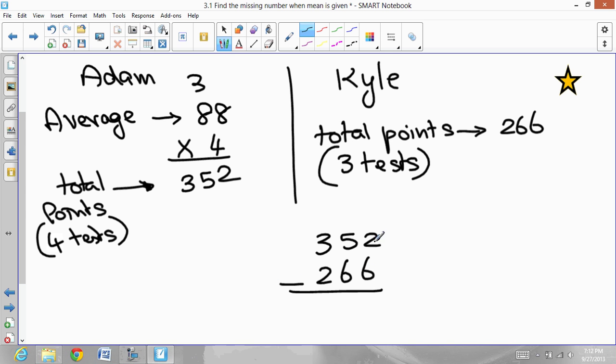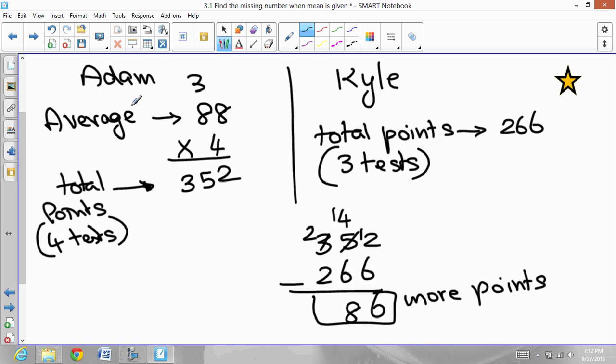So you cannot take a 6 from a 2. Let me borrow. That becomes a 4 and a 1. 12 minus 6 is 6. You cannot take a 6 from a 4. Let me borrow. This becomes a 2 and a 14. And 14 minus 6 in this case is going to be 8. So the answer is 86, which basically means Kyle needs 86 more points in order to get the same average as Adam and earn an 88 B in the class.